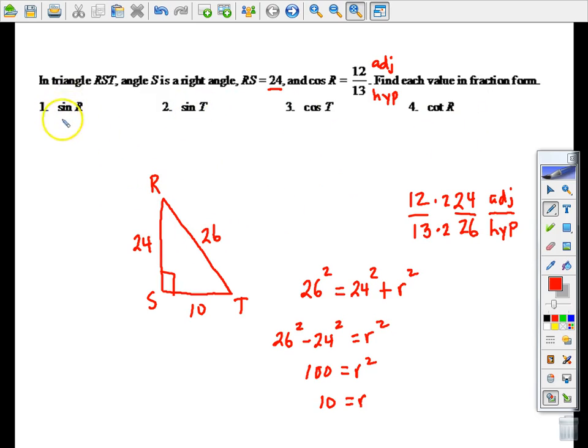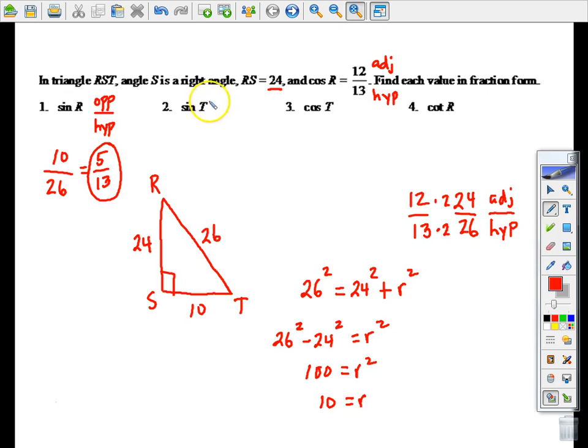For sine R, that's looking out from this angle R, sine is opposite over hypotenuse. So for sine R, the opposite side is 10. The hypotenuse is 26. And anytime I can reduce a fraction, I need to. And if you divide 2 into both of these numbers, you get 5/13. So that's how we got that answer.